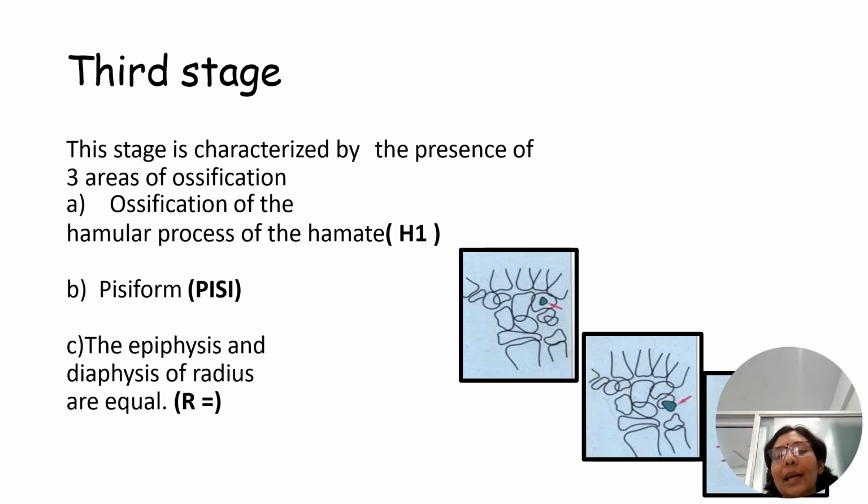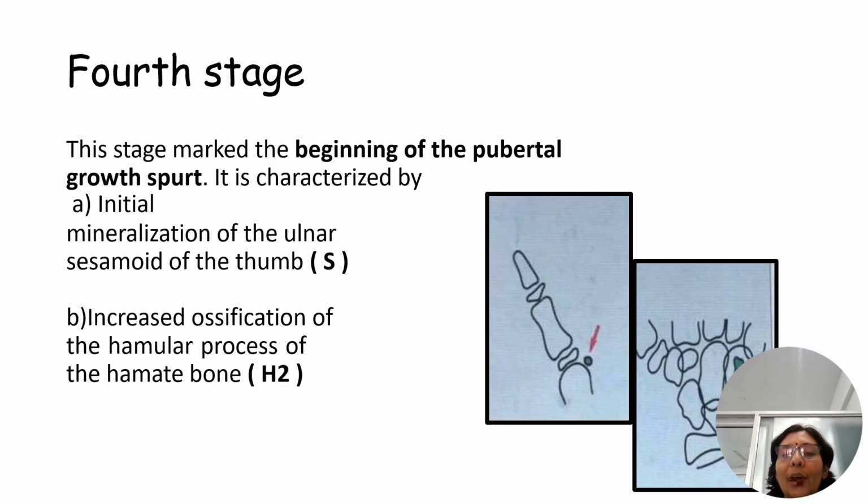The third stage is characterized by 3 areas of ossification. As you can see in the first figure, this is an area of ossification of the hamular process of the hamate. Then this is the appearance of the pisiform. And the third one is where the epiphysis and diaphysis of the radius are equal, that is, of the same width.